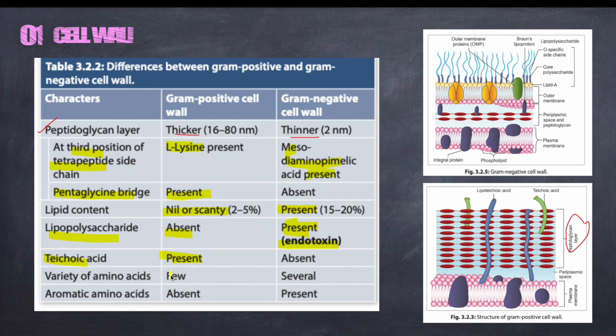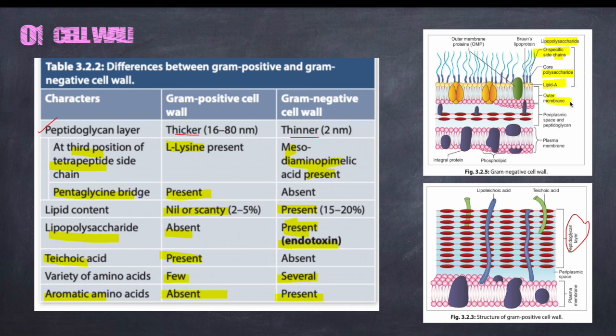The variety of amino acids is very few in gram positive, and there are several types of amino acids in gram negative. The aromatic amino acids are absent in gram positive and present in gram negative. So this is the pic showing gram positive and gram negative. In gram negative, we have the lipopolysaccharide layer, which has O specific side chains, core polysaccharide, and lipid A part. This all comprises the lipopolysaccharide.